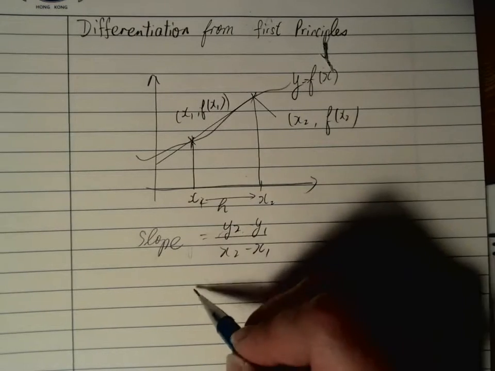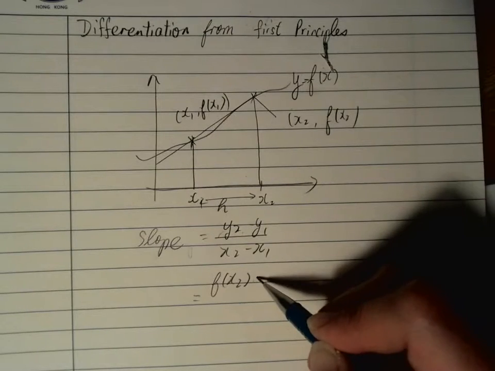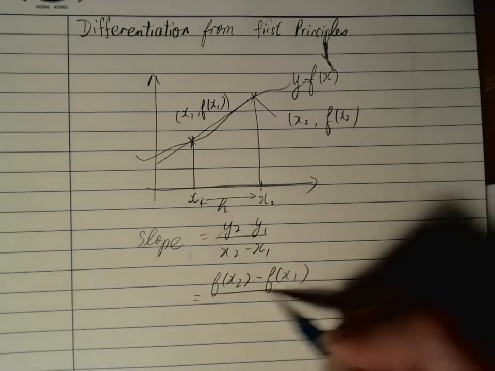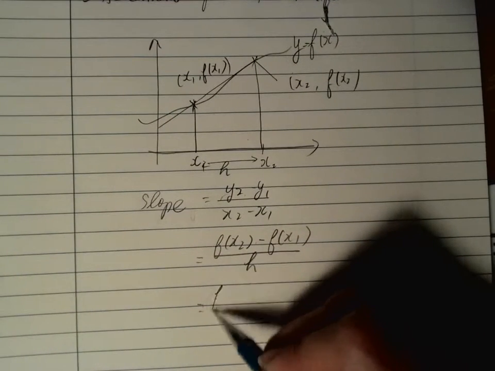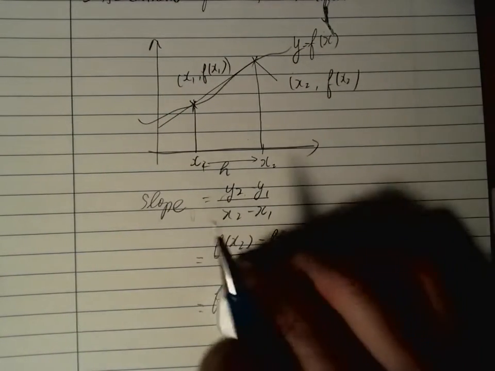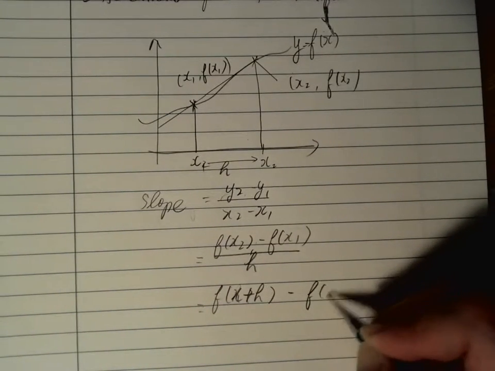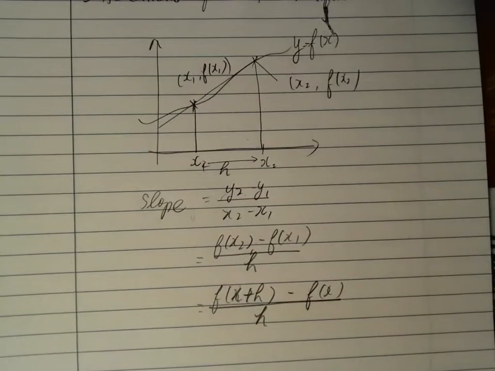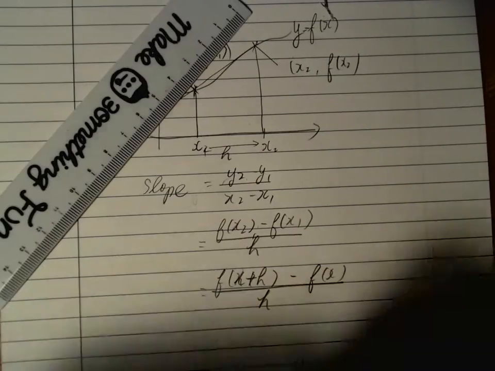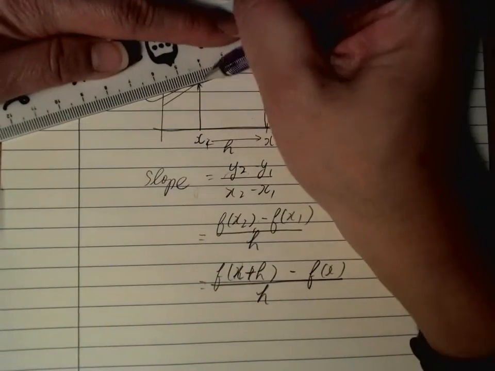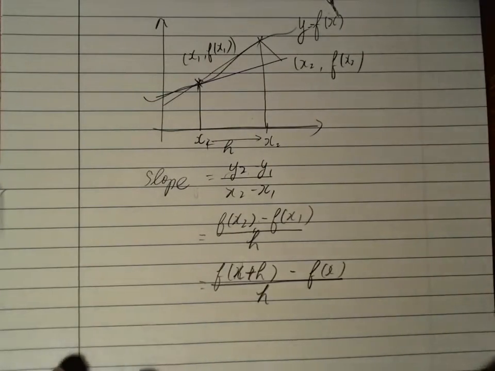Since we have the distance h there, we have a more professional look of it: f(x2) minus f(x1) over h, because that is the distance. Further to it, we put it into f(x plus h) minus f(x) over h. Now, the limit is the tangent. When h approaches 0, it becomes the tangent of the line, which is our slope of the tangent.